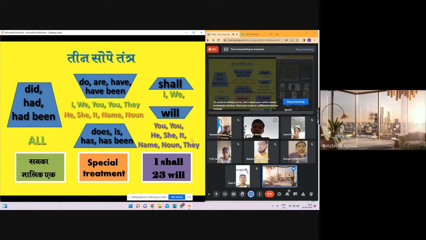I and we use shall, and in the case of you, he, she, it, name, noun, and they, use will. So how would we chant this? I shall, we shall, you will, he will, she will, it will, name will, noun will, they will. Then shall be, will be: I shall be, we shall be, you will be, he will be, she will be, it will be, name will be, noun will be, and then they will be.